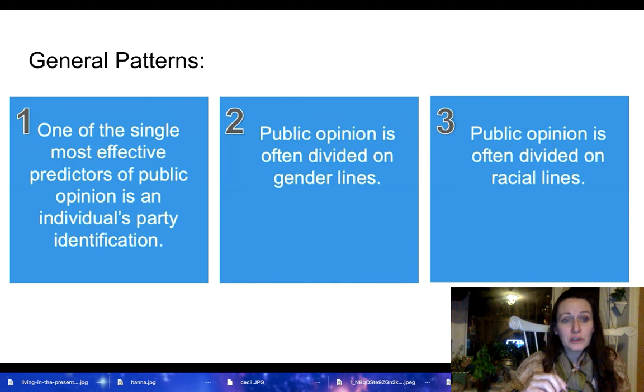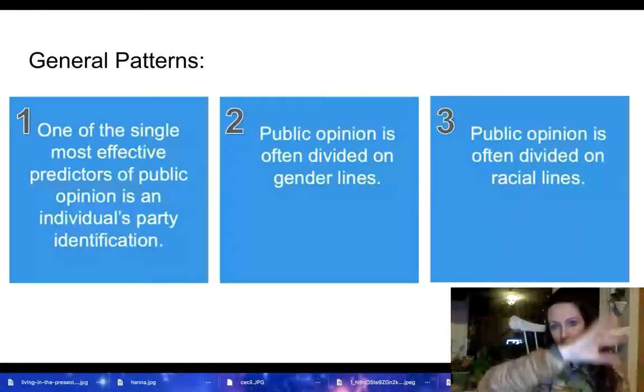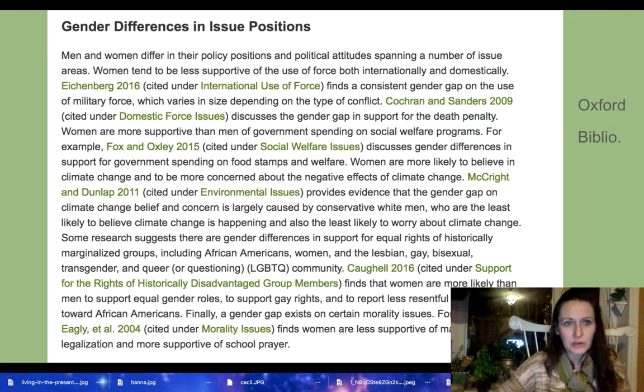One of the single most effective predictors of public opinion is an individual's party identification. So if you want to know how someone feels on climate change or gun control or combating terrorism, knowing if they're Republican or Democrat is the first major predictor on how they will feel. The second major factor is their gender, and their third would be their race. Now, that does not mean that every person votes or feels the way an issue is based on their party or gender or race, but as a whole, right? You can sway those categories.